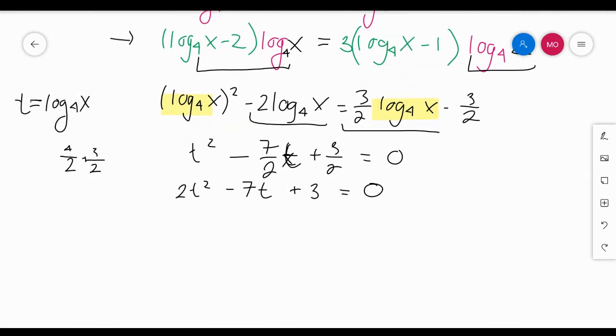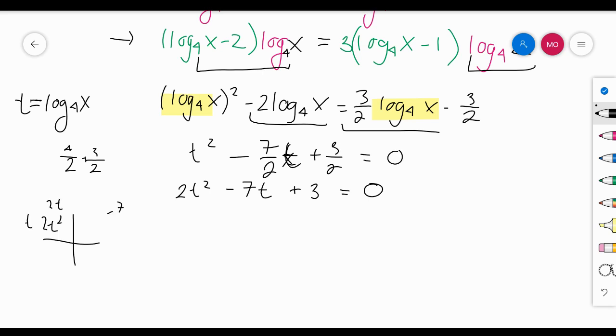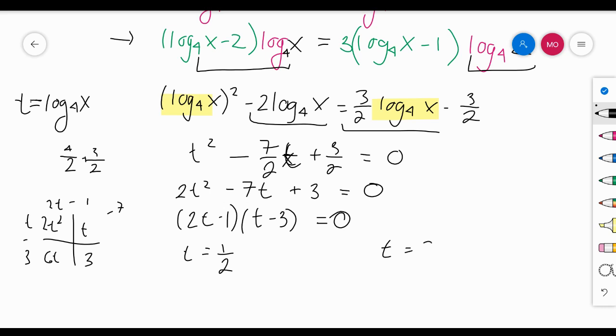So what from now? We probably want to do the discriminant or factor. Let me see if I can factor this quickly. I get 2t minus 1 and then t minus 3, and that's equal to 0. So we have two potential solutions, 1/2 and 3.